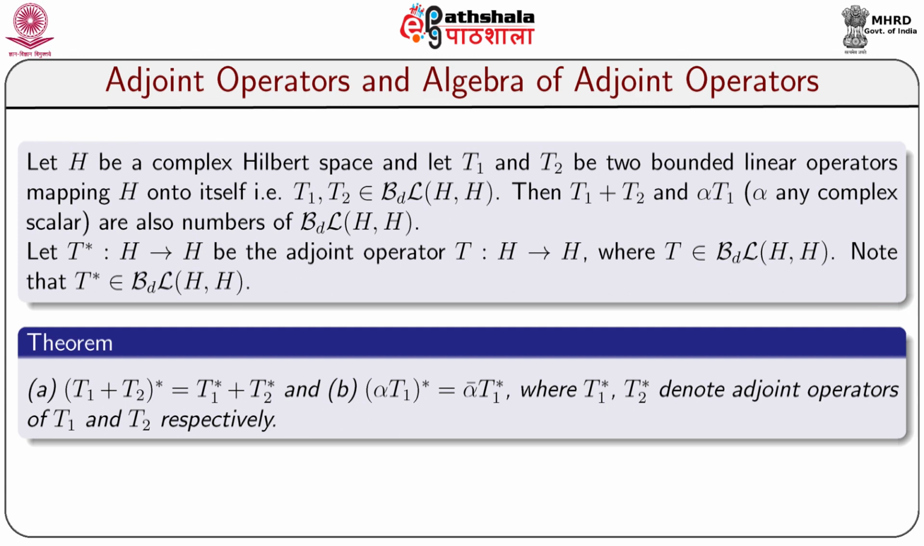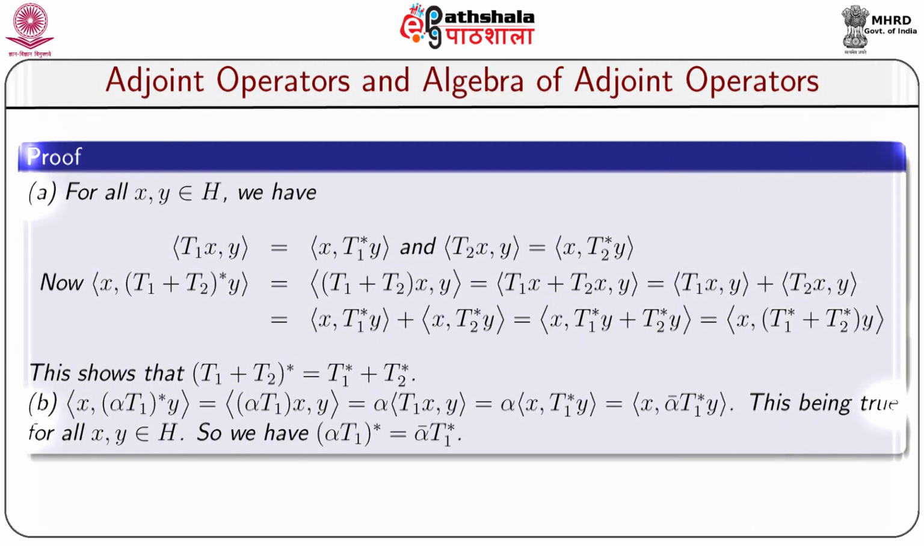Now, in this connection, we get a theorem, that is, (T1 plus T2) star equals T1 star plus T2 star, and for any complex scalar alpha, (alpha T1) star equals alpha bar T1 star, where T1 star and T2 star denote the adjoint operators of T1 and T2 respectively. Now, we are going to discuss its proof.